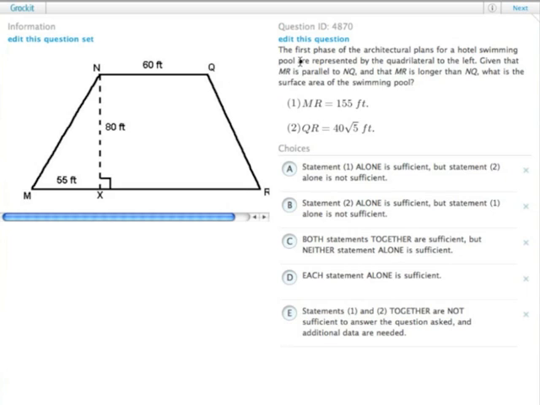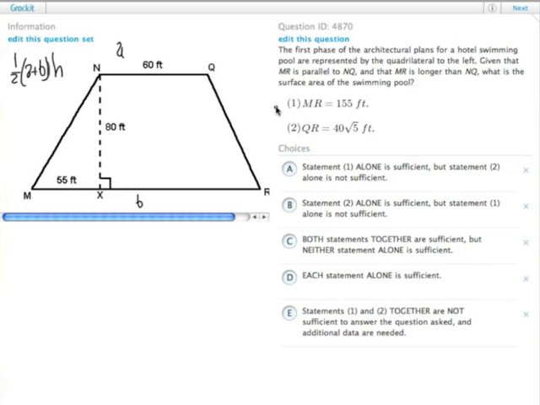First phase of the plans, this is a swimming pool looked at from above. What's the surface area of the swimming pool? If you happen to remember the formula for the area of a trapezoid, it's 1/2 (base 1 plus base 2), like if this is base A and this is base B, the sum of the bases, 1/2 of that times the height here. We have one of the bases, the top one, so if we're given the bottom one, we can figure it out.